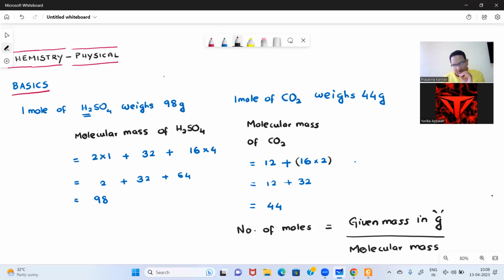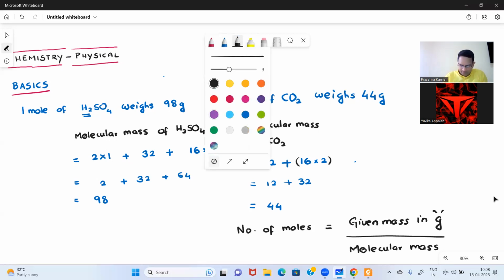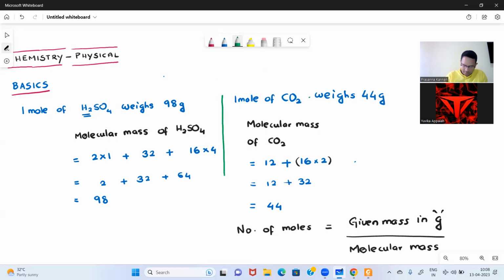For example, it's very simple. 44 grams of carbon dioxide is how many moles? 1 mole. 88 grams would be? 2. Exactly. So you substitute the mass in the numerator, how much is given, divided by the molecular mass. Clear? That's all.